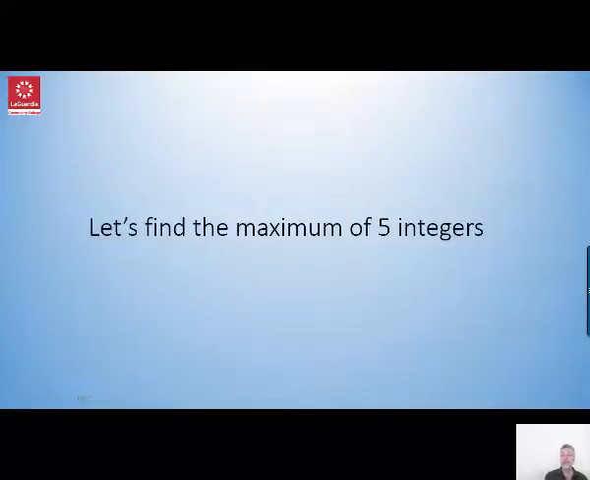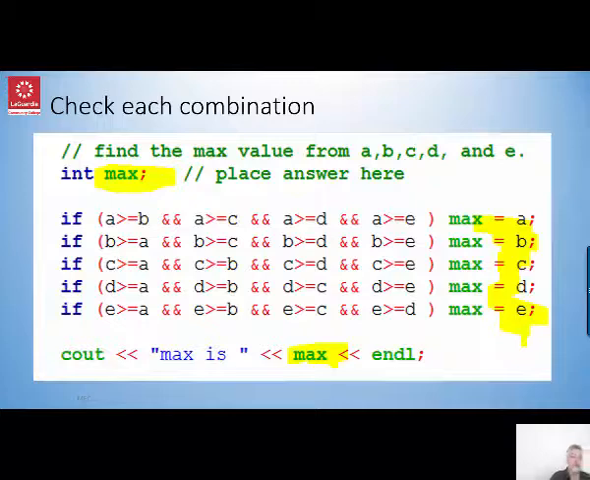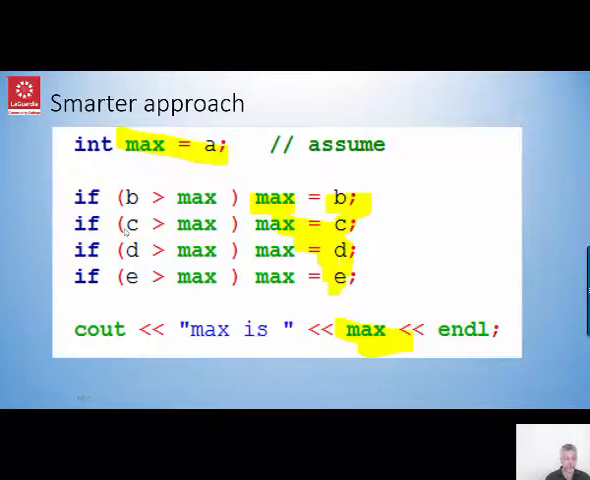Our problem is to find the maximum of five integers. Here's a possible solution. Somebody says, let's use the if statement. I have five numbers, A, B, C, D, and E. So if A is the max, A will have to be greater than B, greater than C, greater than D, greater than E. So our max is A. This is a lot of work, and it works for five variables.